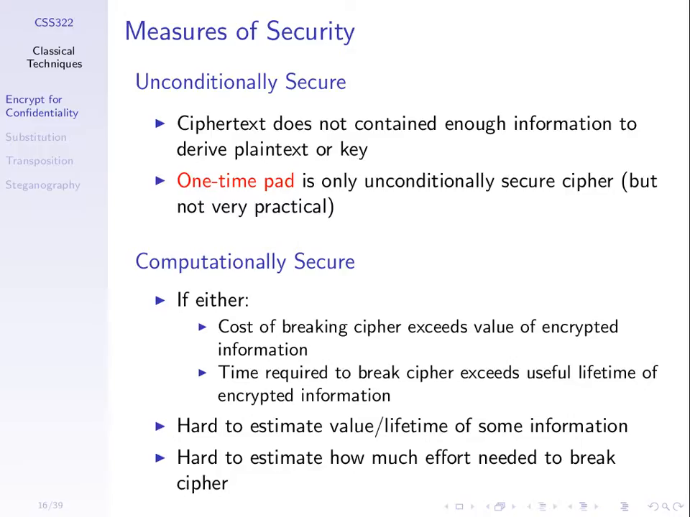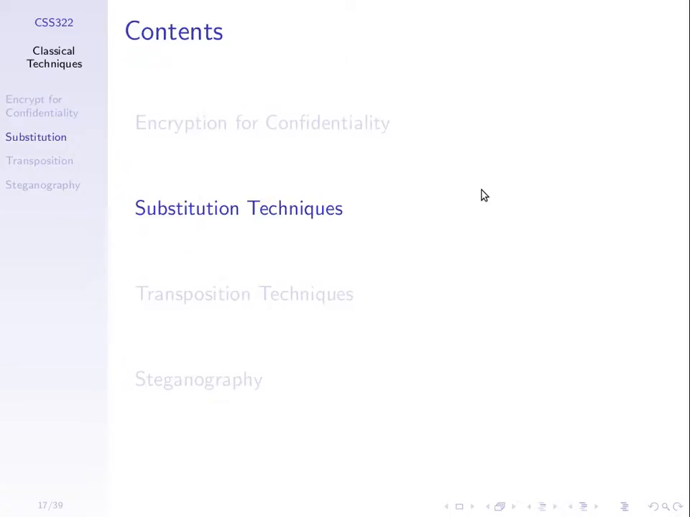Again, it's hard to estimate what the lifetime of some information is. So although the concept is easy, in practice, knowing how valuable information is, how long we need to keep it secure, is not easy to predict. And how long it takes to break is, again, not easy to predict. So one-time pad is the only unconditionally secure cipher. All others are conditionally secure. So therefore, we look at the computational security. How much effort, how much cost or time does it require to break it? And we'll come to some of that when we look at DES. So let's go back to our DES slides, our block cipher.